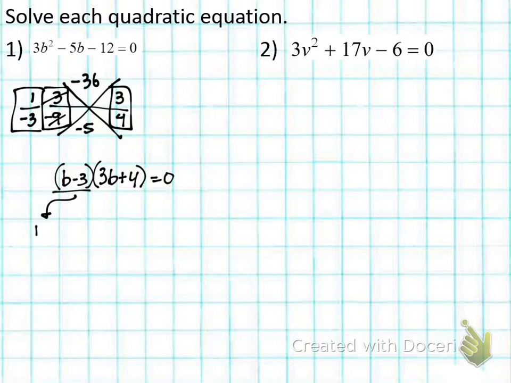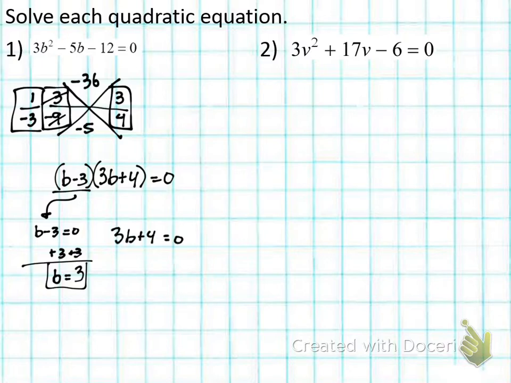So b minus 3 is equal to 0. This one we add 3 to both sides. So just like yesterday, this one does turn out to be the opposite. B is equal to positive 3, right? That's your first answer. Second answer, watch what happens. 3b plus 4 is equal to 0. This is the new stuff right now.